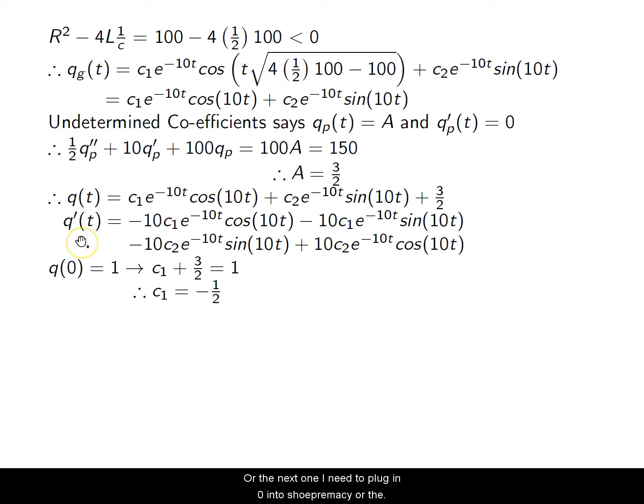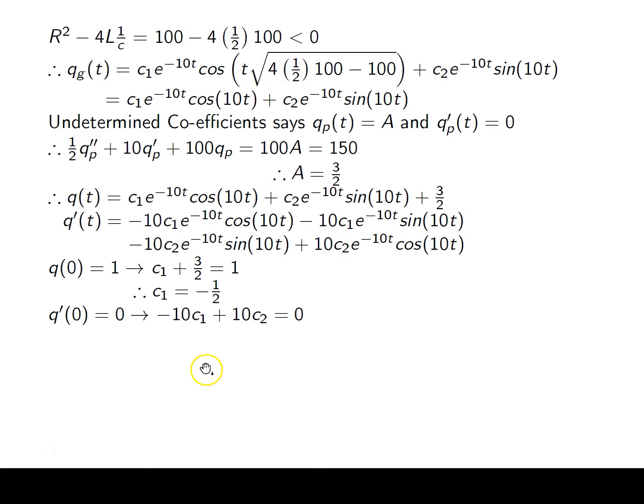For the next one, I need to plug in 0 into Q prime of t, or the current function, right? The function that gives me the current, I. So when I plug this in, all the sine pieces go away. So I got a -10. This whole thing just turns to 1. So -10C1 plus 10C2, because this goes away, right? Which means that these things are basically equal to each other, right?